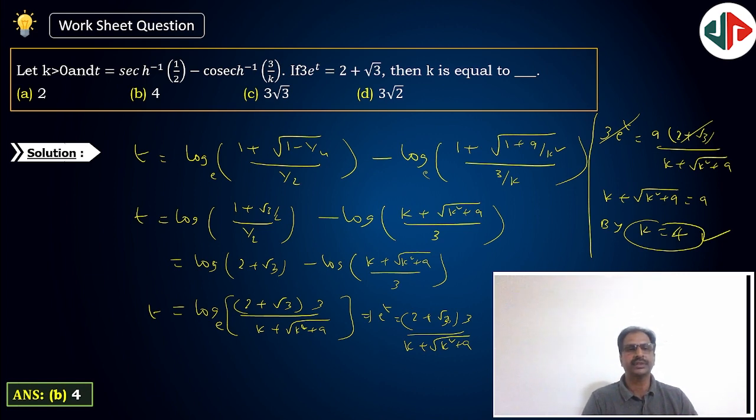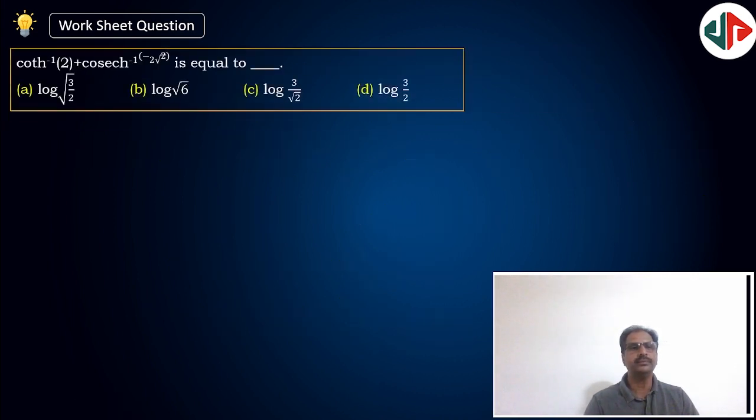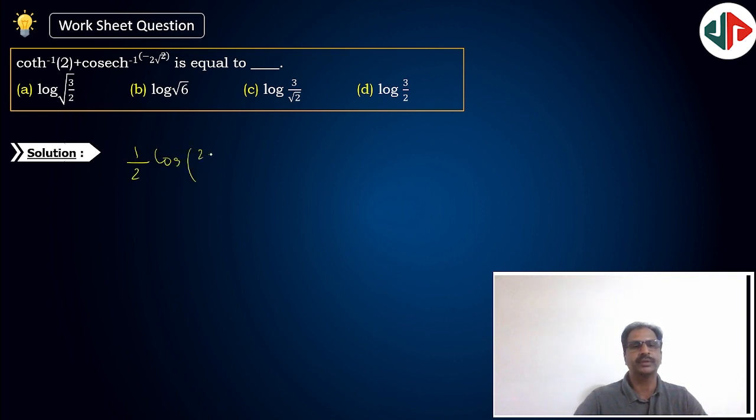Just use the sech inverse x formula and cosech inverse x formula and simplify it. It's a different question. coth inverse 2 plus cosech inverse of minus 2 root 2. We know that coth inverse x is equal to half log of (x plus 1) by (x minus 1). That is 2 plus 1 by 2 minus 1. For cosech inverse x, we have two results based on x greater than 0 and less than 0. Here, cosech inverse of minus 2 root 2. Minus 2 root 2 is negative.